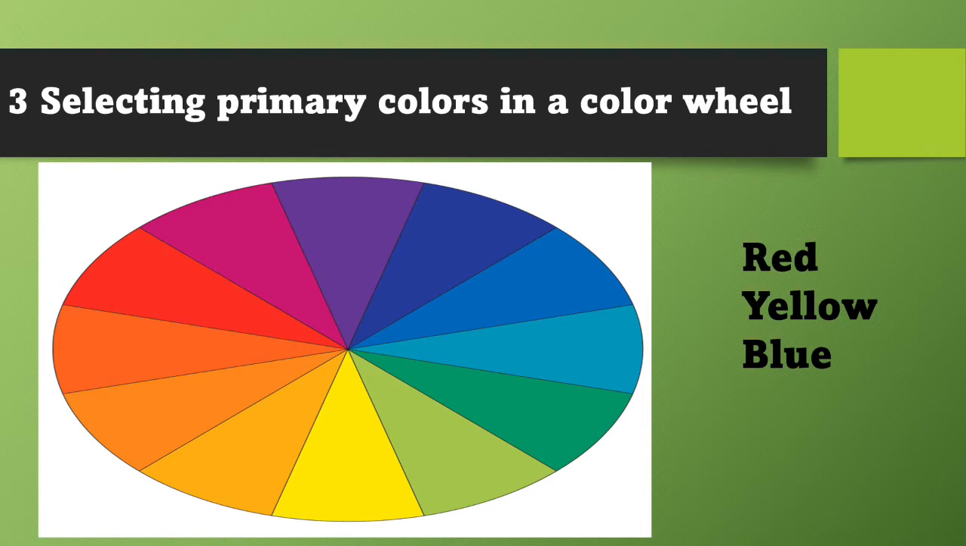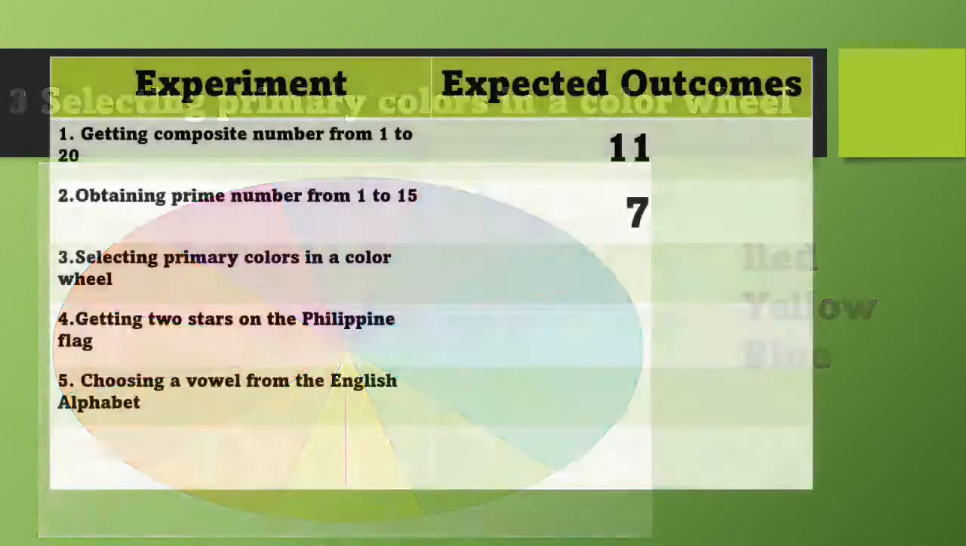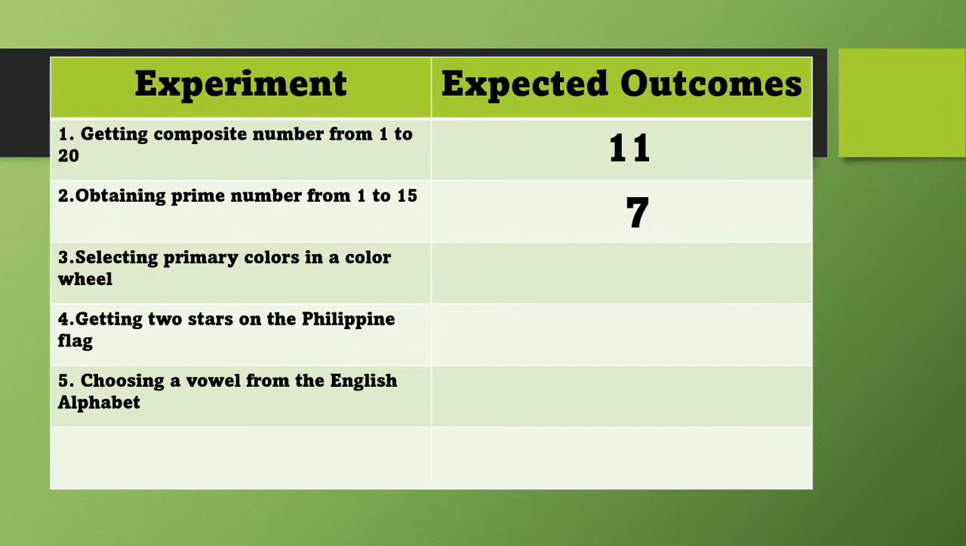So you have red, yellow, and you have the blue. So there are 3 times that you are going to spin the primary colors. So we have 3. Selecting primary colors in the color wheel, the expected outcomes is 3.